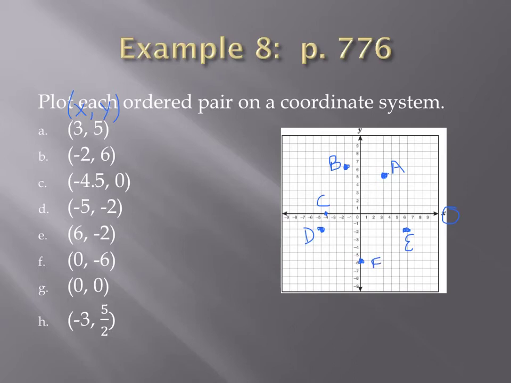G is 0, 0. That's my origin. And H is -3 and then 5/2. So when we see 5/2, we need to divide 5 divided by 2. So 2 goes into 5 2 times with one remainder. So 5/2 is the same thing as 2.5. So -3 and then up 2.5. And that would be point H.